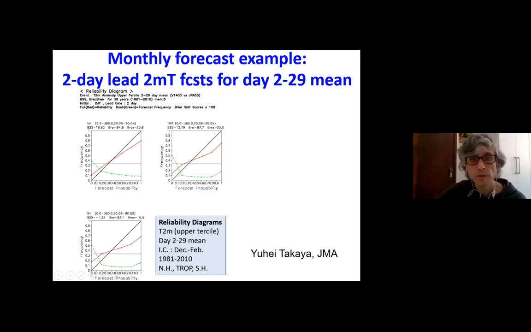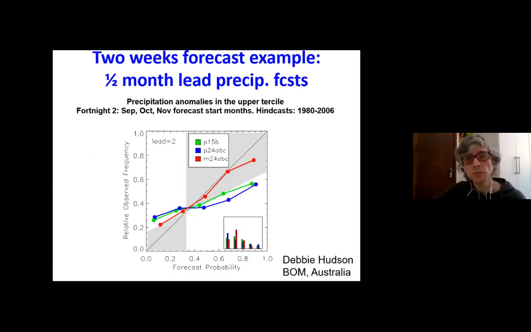And a final example here for the Bureau of Meteorology, comparing different versions of their model for subseasonal predictions, again for a 15-day lead prediction, for the second fortnight, as you can see. The previous two versions of the model, the blue and the green ones, are much worse than the most recent one, indicating that the changes they've made in the model for producing the ensembles and then generating the probabilities help to improve the quality of these probabilistic predictions.